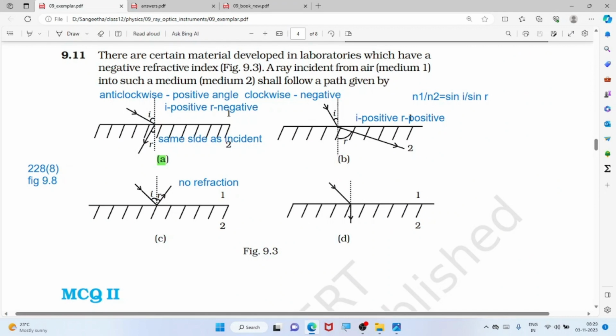So here the incident angle is positive and the refracted angle is negative. Anti-clockwise is measured as positive, so this is a clockwise angle, so this is negative. So this is with the negative refractive index. Normally it would be on this side, but in this case the refracted ray is on this side. Here both are positive, both anti-clockwise, so this one is not with the negative refractive index. Here there is no refraction at all, there is only reflection.